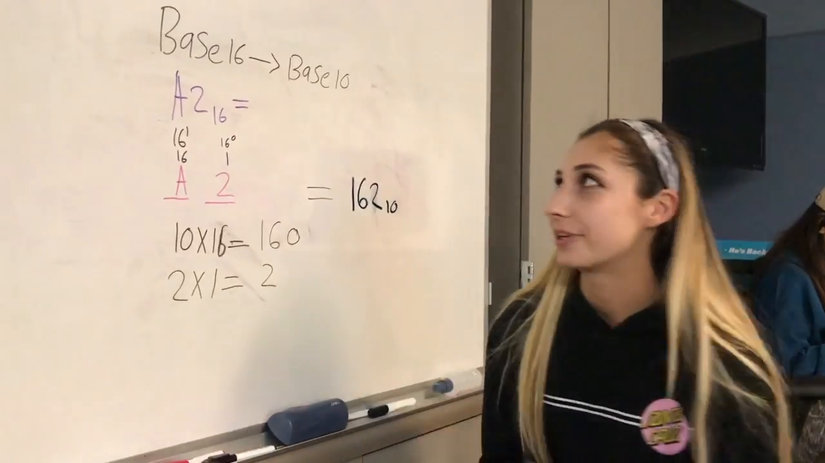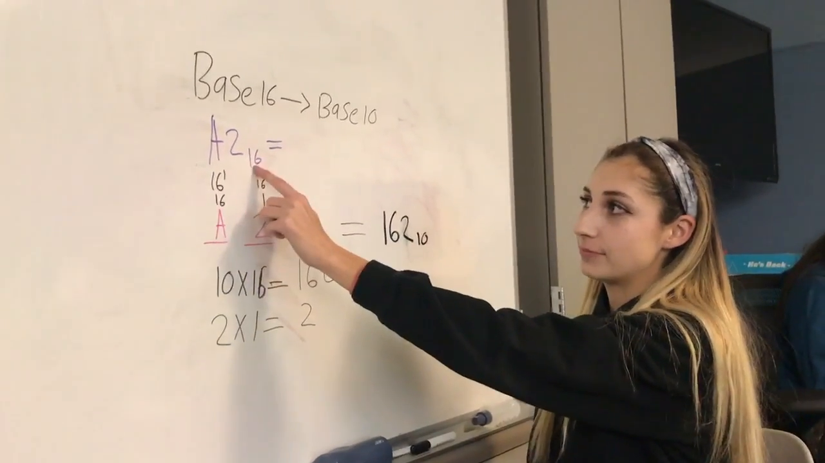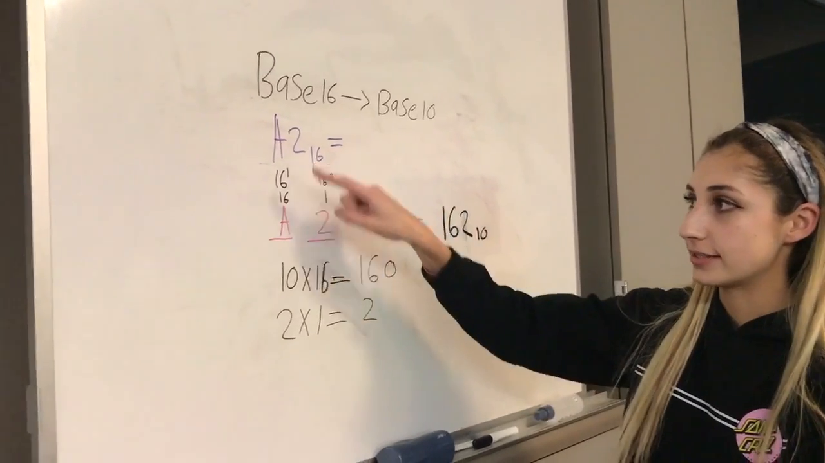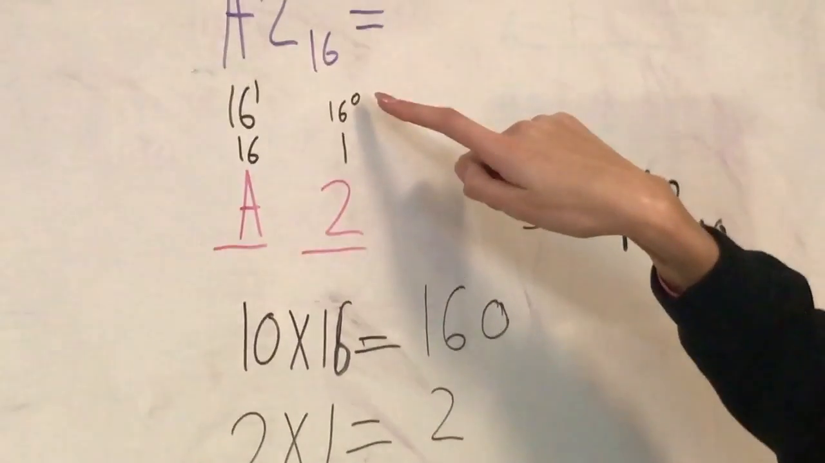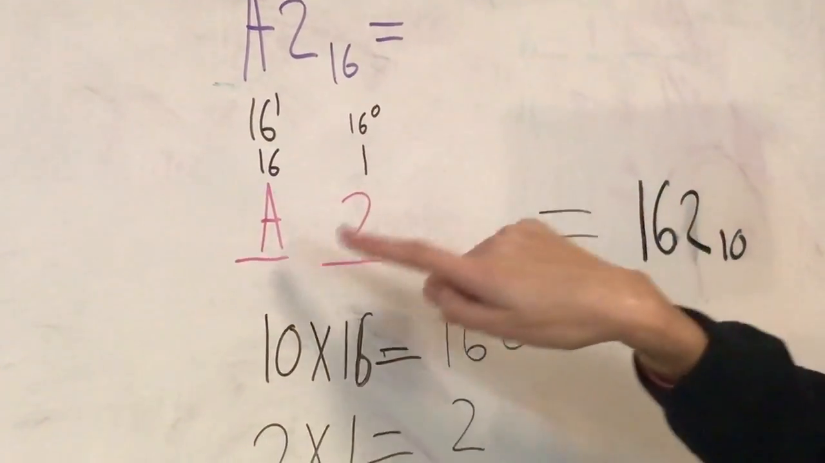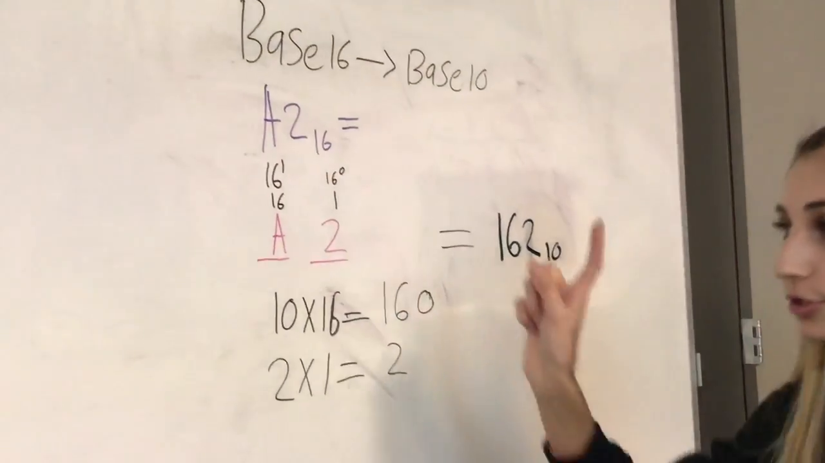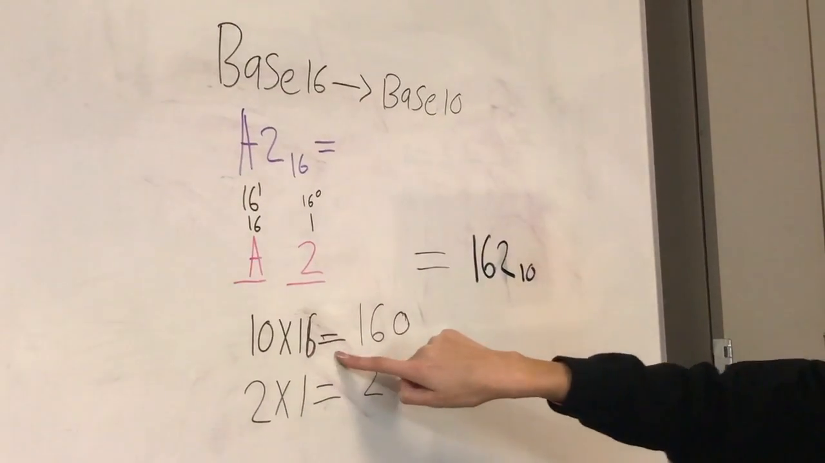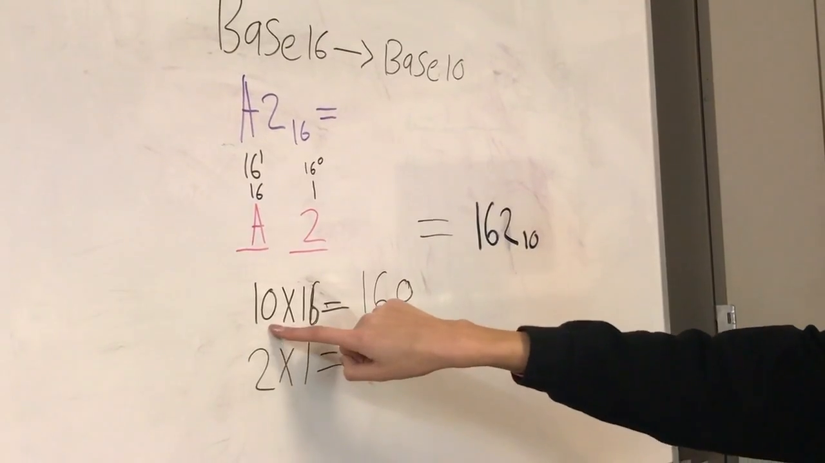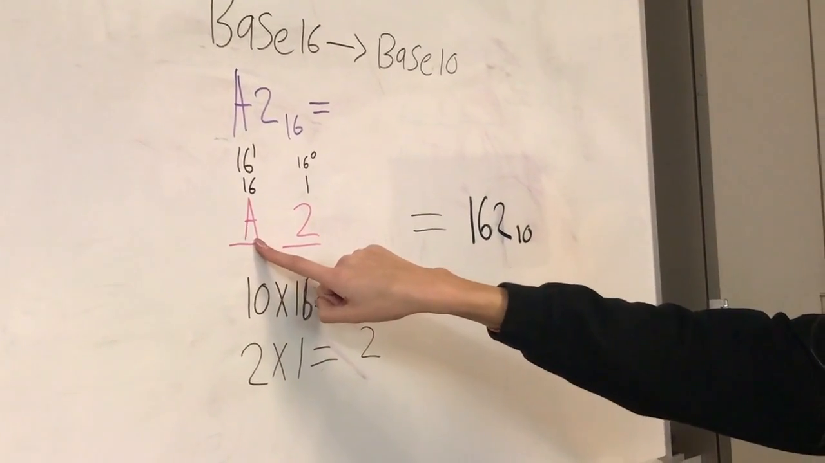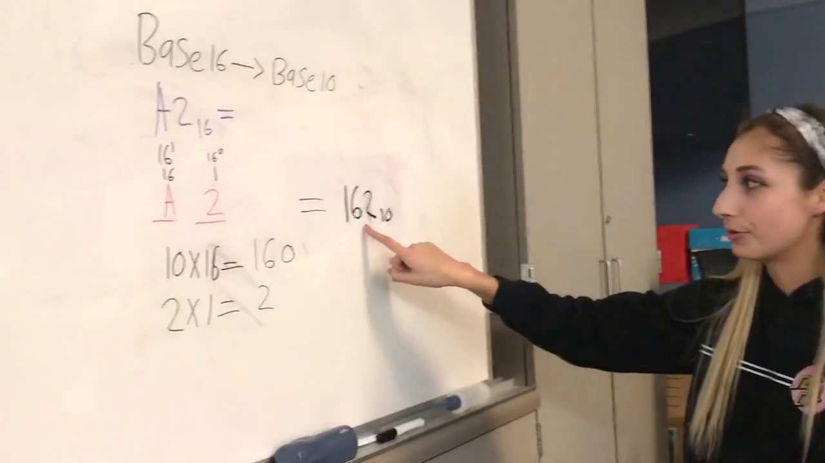Hello everyone, today we're going to be converting base 16 to base 10. So here we have A2 base 16, and what we're going to do is take it separately down, so we have A and 2. So 2 in base 16 is 16 to the 0, which is 1, and then A in base 16 is 16 to the 1, which equals 16. So what you have to do is just do 10 times 16 equals 160, and then 2 times 1 equals 2. And you get the 10 because A in base 16 is 10. And so once you combine these two, you add it, and you get 162 base 10.